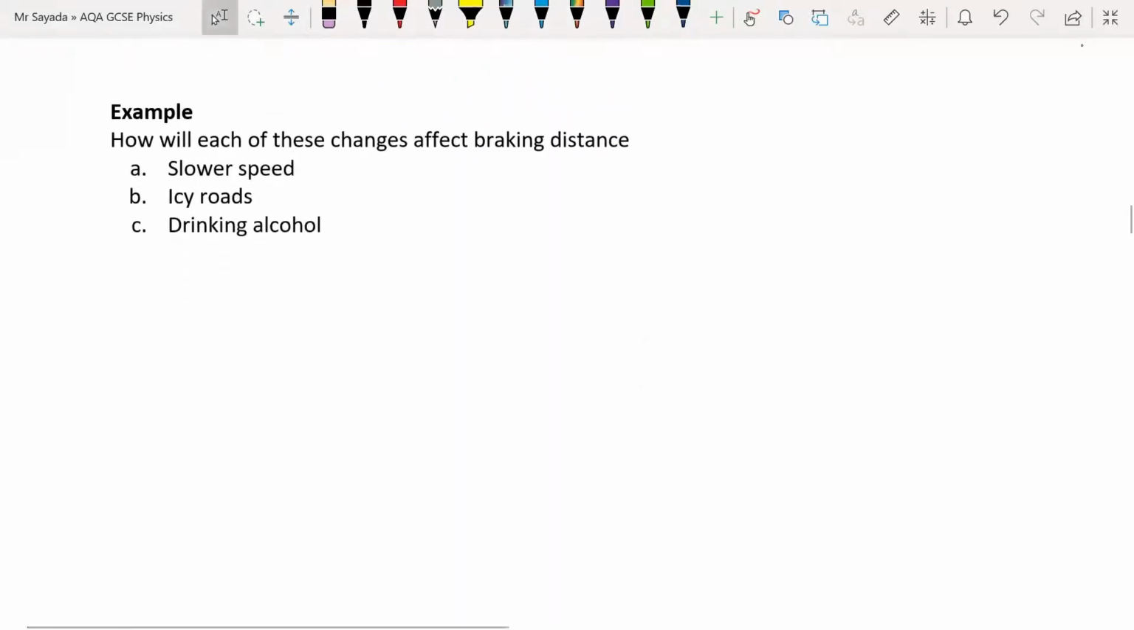Pause the video and try this question. Press play once you've done it. You should have now done this question. So how will each of these changes affect braking distance? So a slower speed, that will decrease your braking distance. So if you're moving slower, that braking distance is going to be smaller. You're going to be able to stop in a shorter distance.